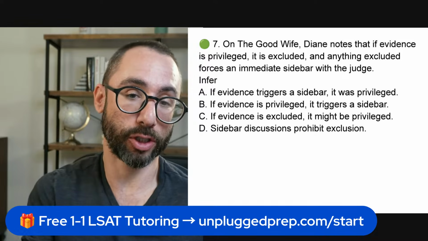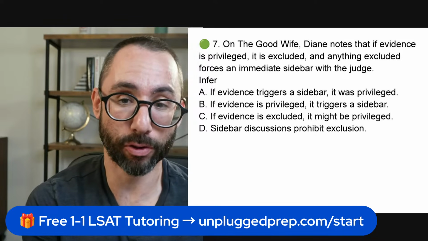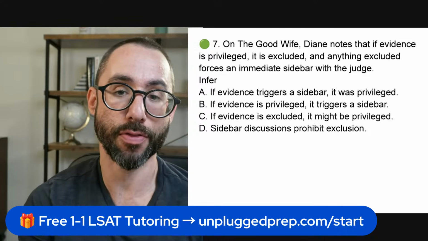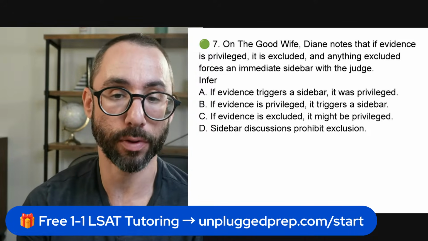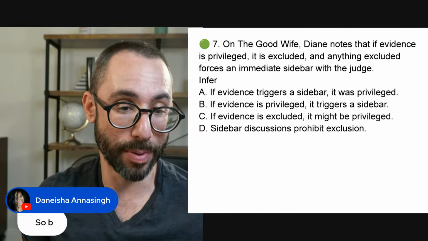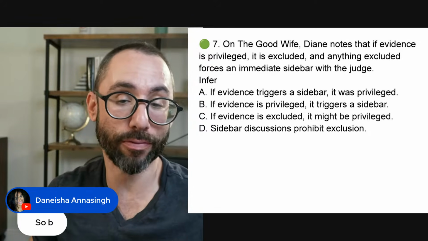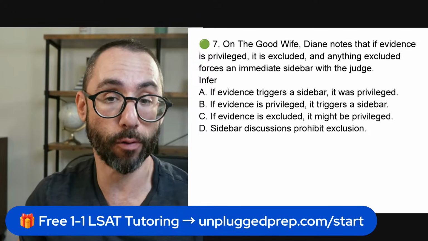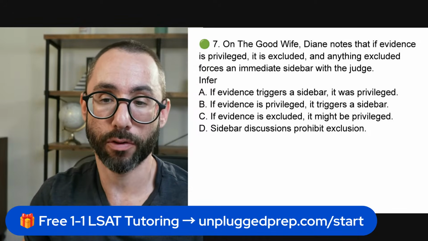We have this chain of privileged, then excluded, then sidebar. So the chain goes privileged, then excluded, then sidebar. A requires B requires C. So Denisha says B, so B, exactly right, privileged, then sidebar. That's like jumping over the B to say A to B to C, therefore A to C. So exactly right, folks are getting it.